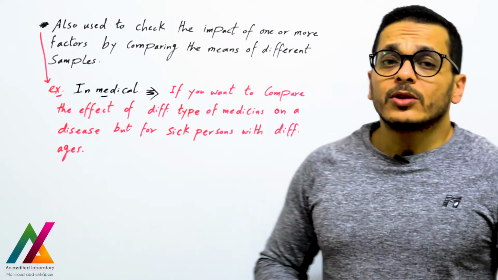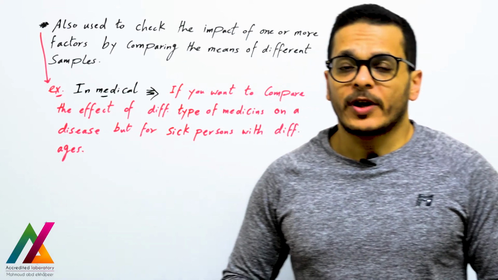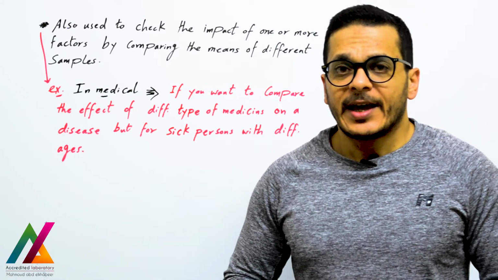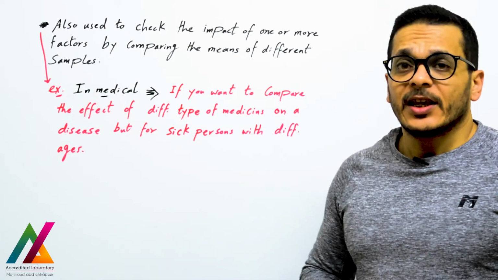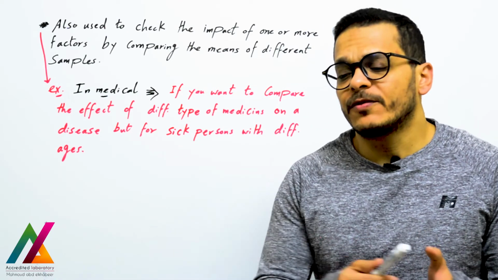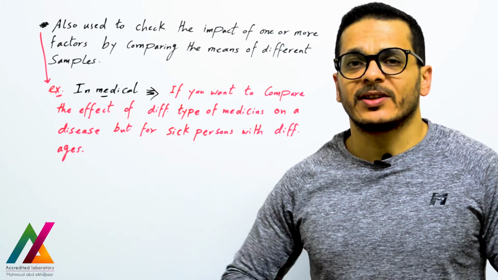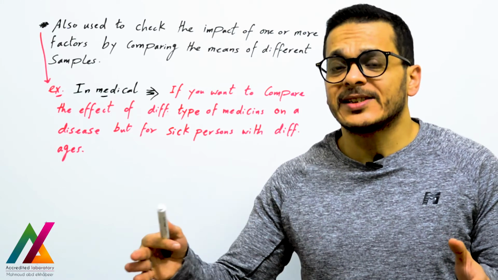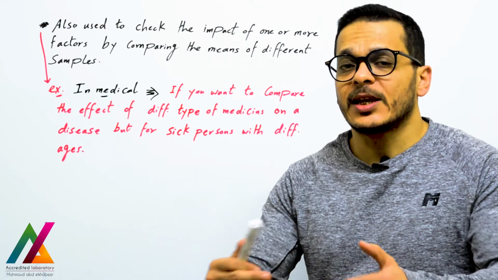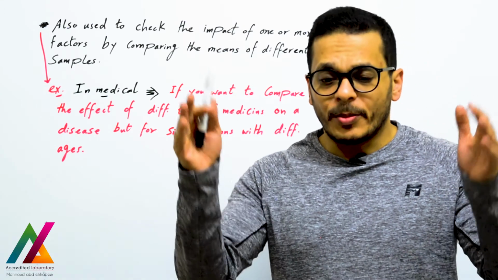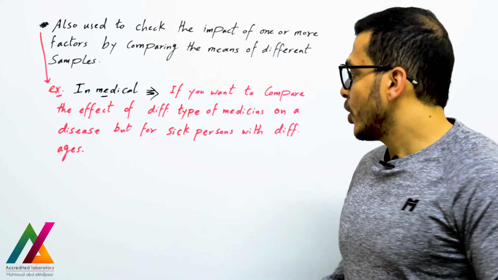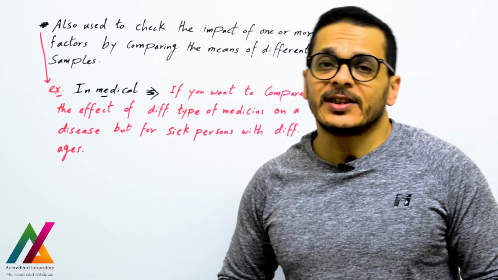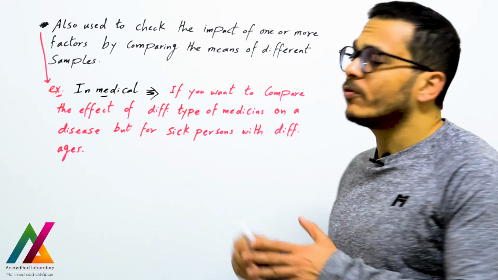Also, ANOVA is used to check the impact of one or more factors by comparing the means of different samples. As an example, in the medical field, if you want to compare the effect of different types of medicines on a specific disease, you have 2 or 3 medicines used to cure the same disease, but you want to compare the effect of all of them on this disease for sick persons with different ages, you will use ANOVA to do this.